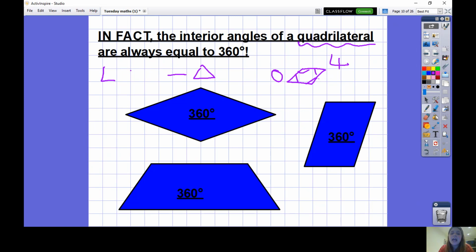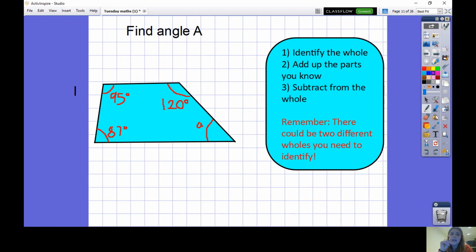And trust me, this works with any 4-sided shape that has straight sides. Whether that's a rectangle, a parallelogram, or a diamond, if you chop off all of the corners, it will make a full turn of a circle. So, how do we find the missing angles of a quadrilateral?